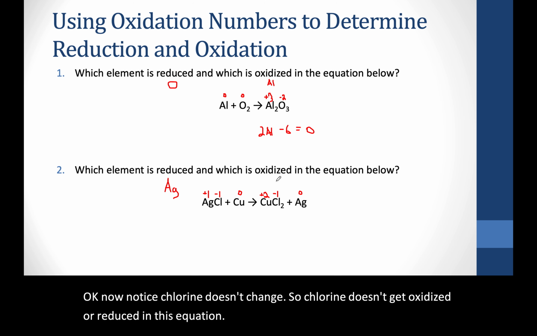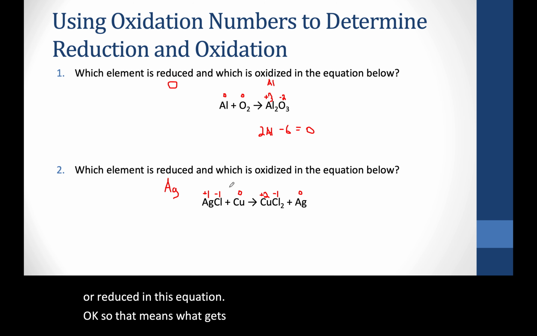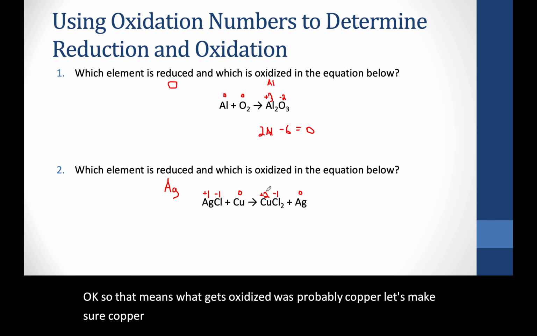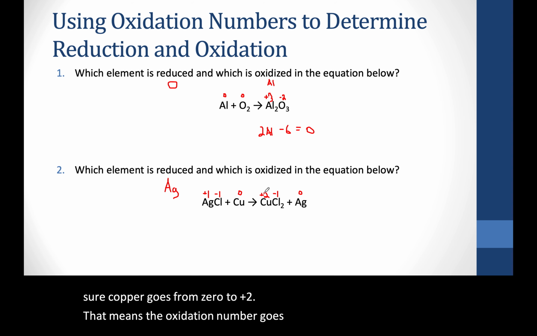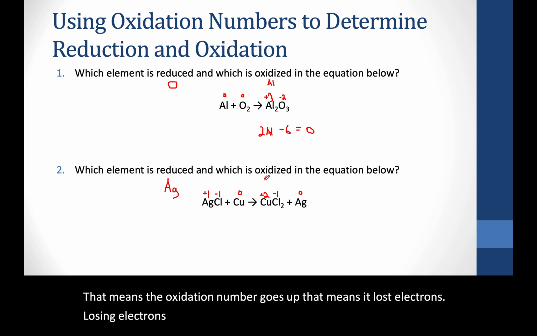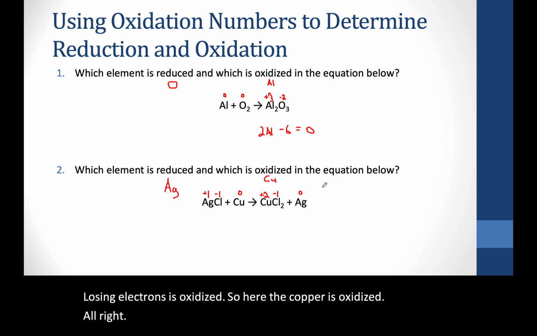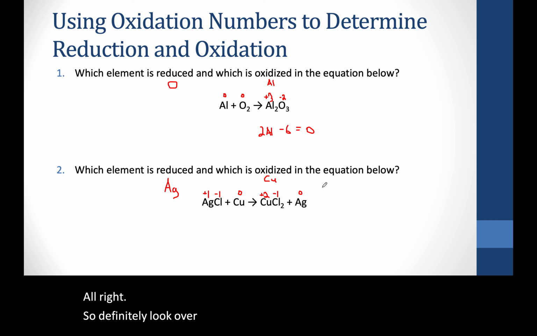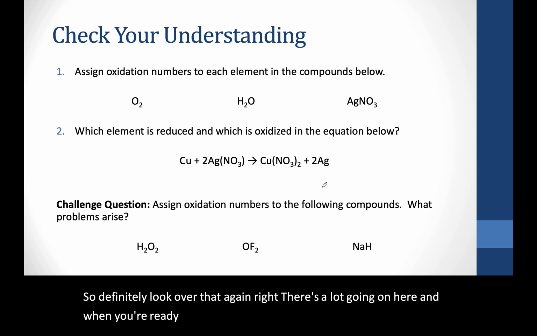So that means what gets oxidized? Well, it's probably copper. Let's make sure. Copper goes from 0 to +2. That means the oxidation number goes up. That means it lost electrons. Losing electrons is oxidized. So here the copper is oxidized. All right, so definitely look over that again. There's a lot going on here. And when you're ready, go on to the check for understanding.